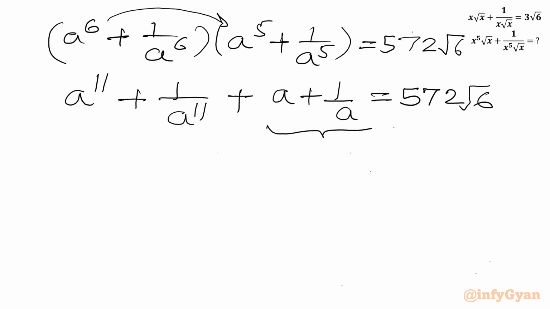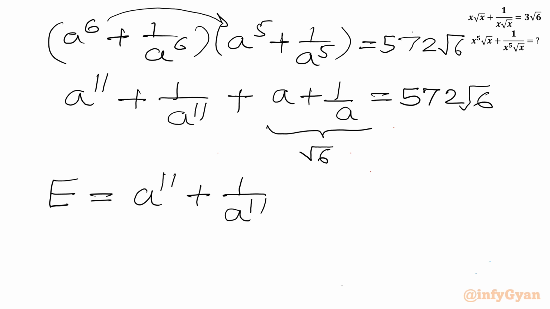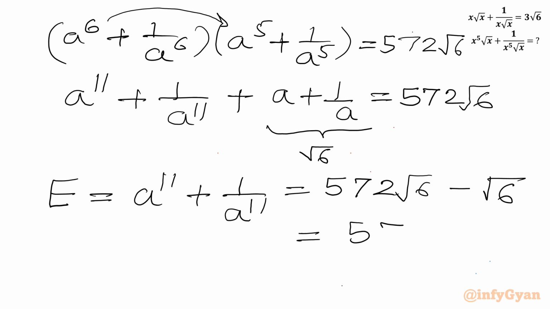Now we know the value of a plus 1 over a, it is root 6. So our required expression I will write a power 11 plus 1 over a power 11. This would be equal to 572 square root 6 minus 1 root 6. So we will write our answer will be 571 square root 6. And this brings the end of this video.